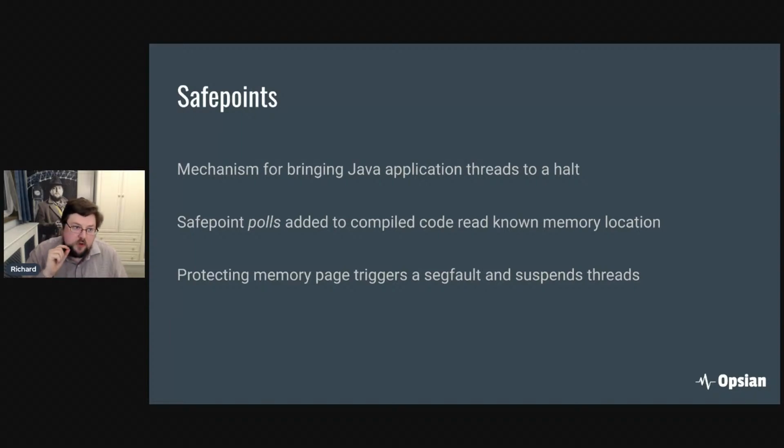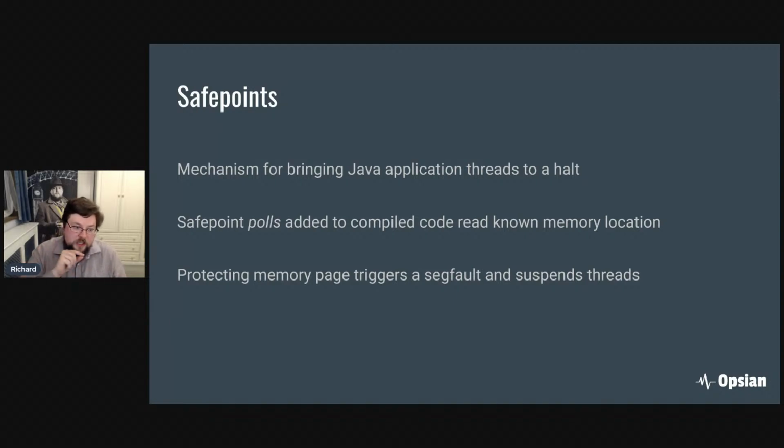So JVMs want to perform JVM operations, for example, running a garbage collector, doing lots of different things, sampling the stack, for example. And safe points are a way of bringing that application code to a halt and allowing a VM operation within the JVM to run. Safe point polls get added to compiled code periodically. So there's various points in the application where safe point polls are added: beginning and end of methods, back edges of loops, things like that.